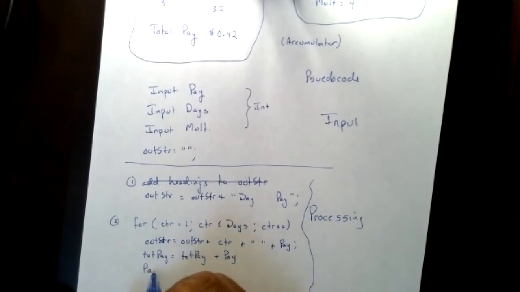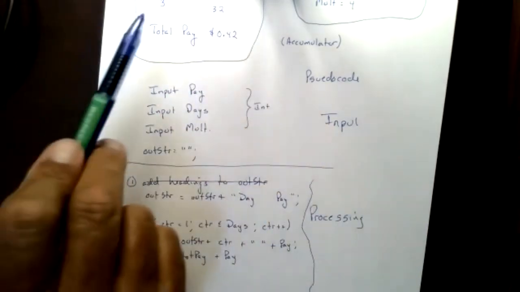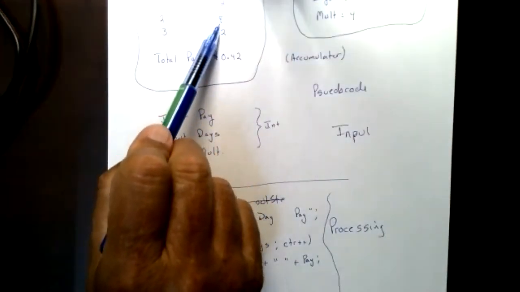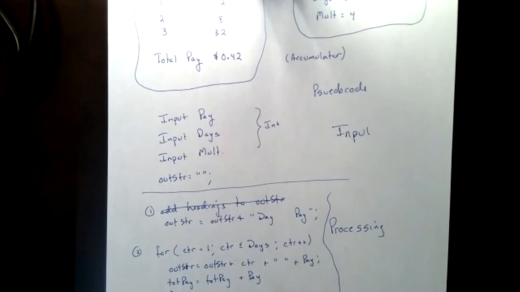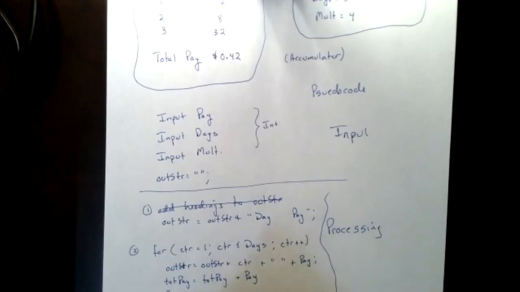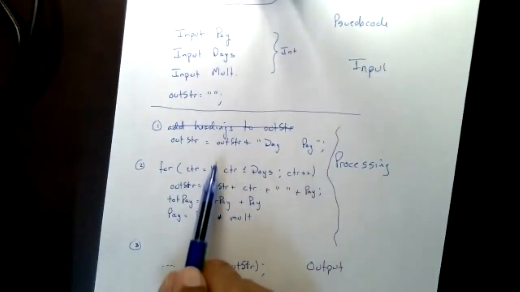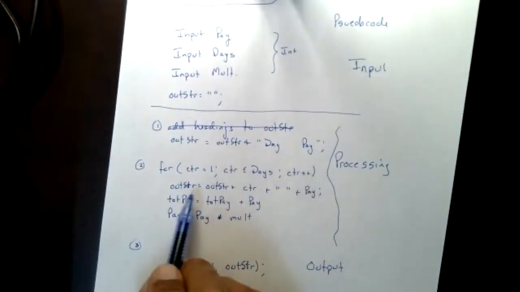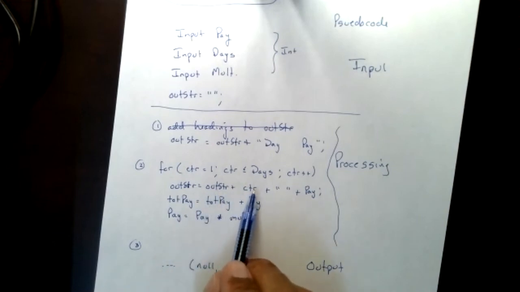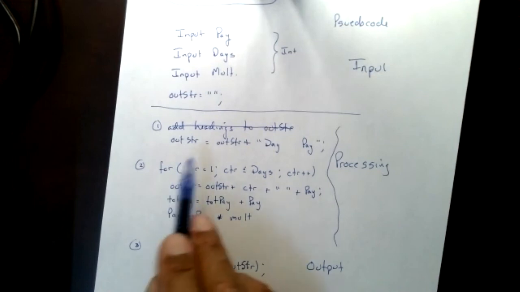So the next time around, instead of being 2, like I have up here, my next time through the loop, I want it to be 8. So what will I do? I'll take pay and say, I want to multiply it by the multiplier. So I come into the loop. It's going to run 3 times. So in my out string, this will be the 1, then the 2, then the 3 as I loop around the loop.